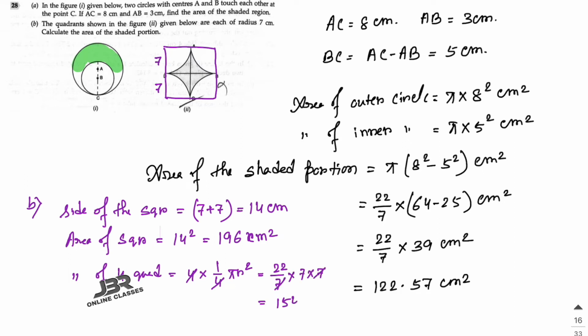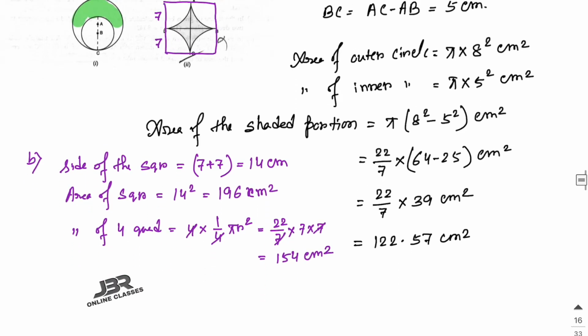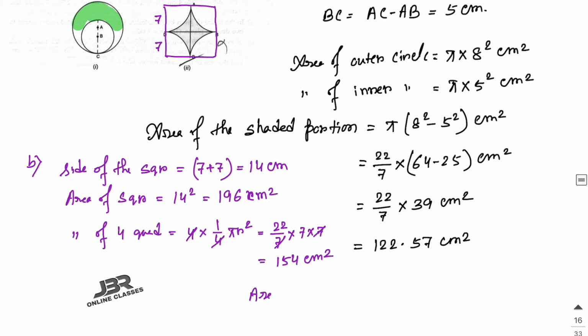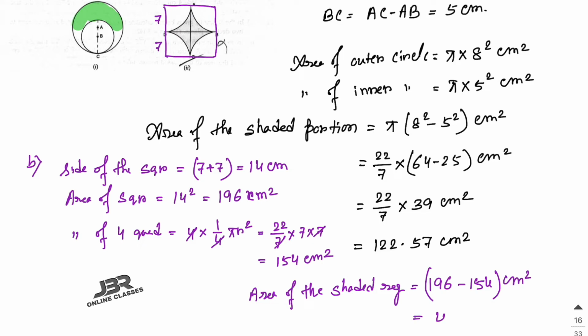Here 4 cancels out, pi means 22 by 7, r means 7 into 7, 7 cancels out, so 154 centimeter square. Now the area of the shaded region equals 196 minus 154 centimeter square, that equals 42 centimeter square as your answer. Now next, sum number 29.